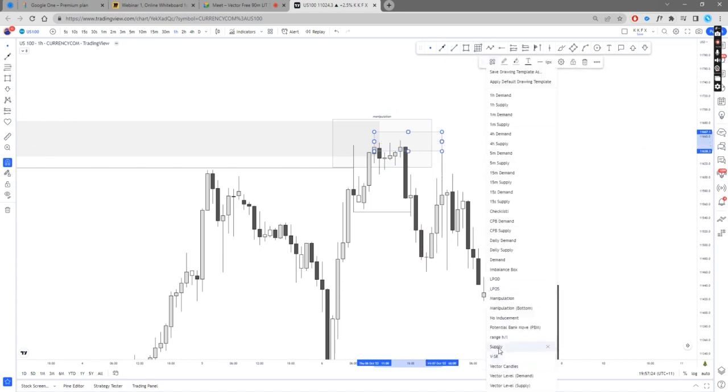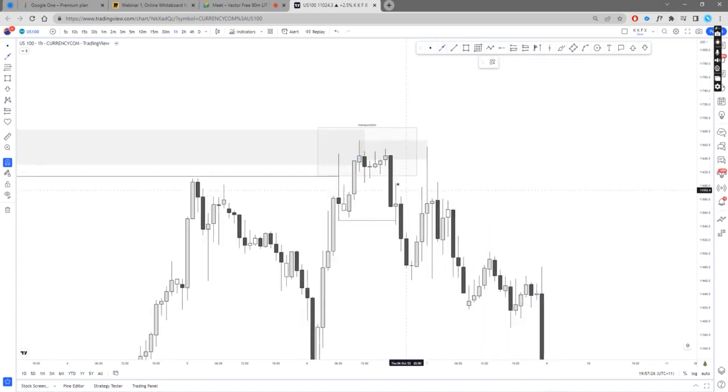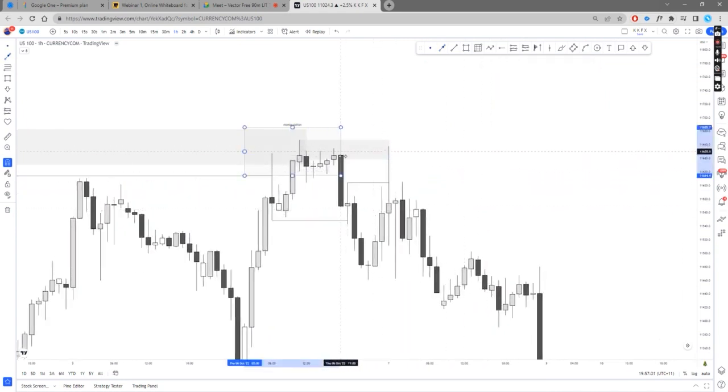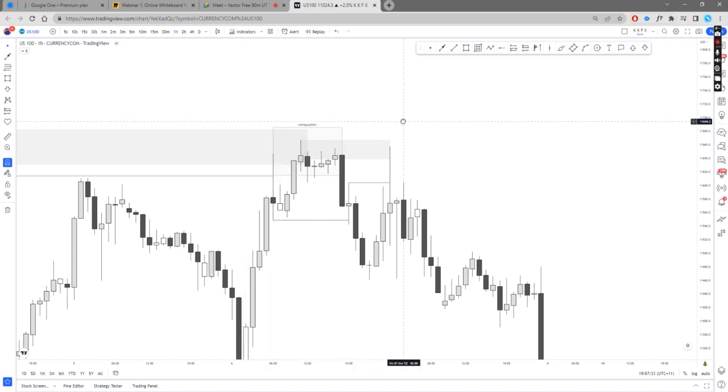and then we can mitigate our manipulation like that, and then we can look for a trade in here. In this case, our phase 2 would be in there, and that's utilizing that kind of order block strategy there.